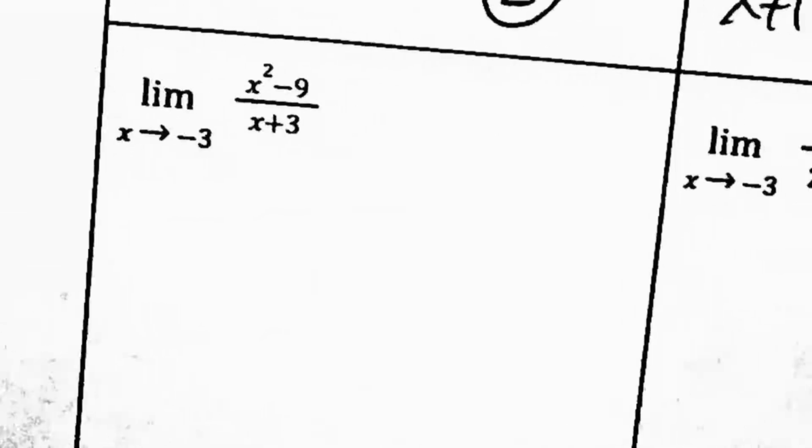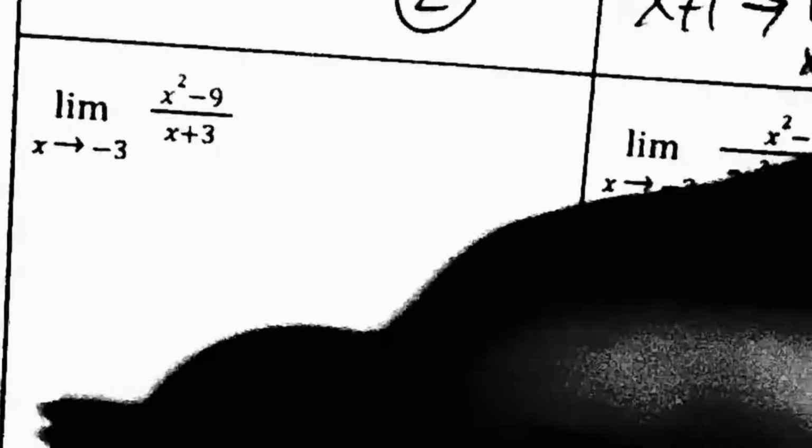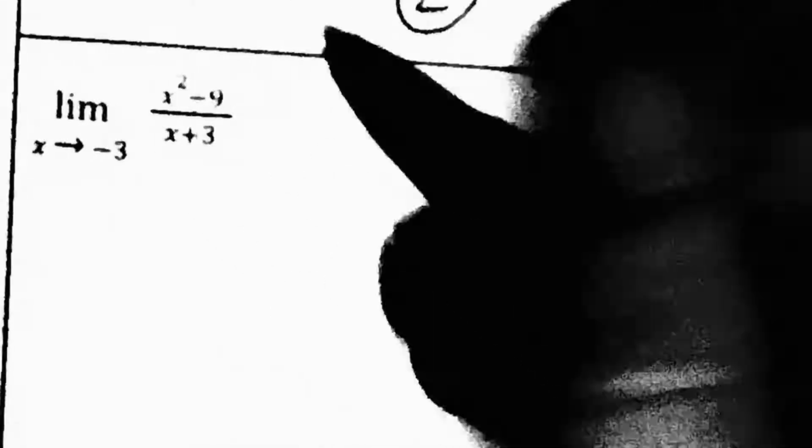Okay. 3 more to go here. So again, this is similar. Negative 3 squared is 9. So this is 0 over 0, I can see when I plug in negative 3. So let's factor this. This is a difference of squares. X squared minus 9.